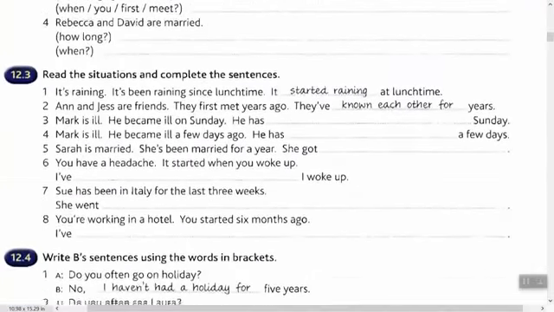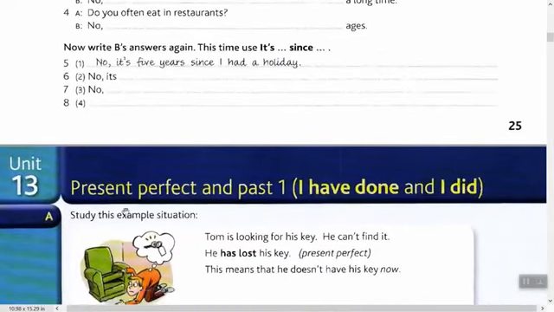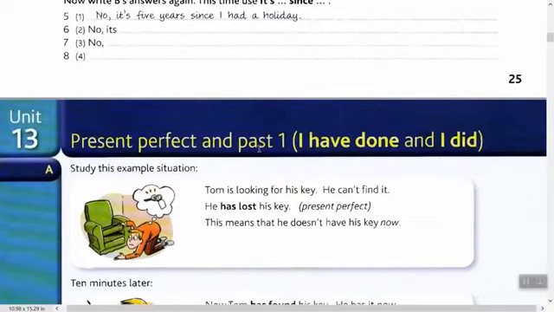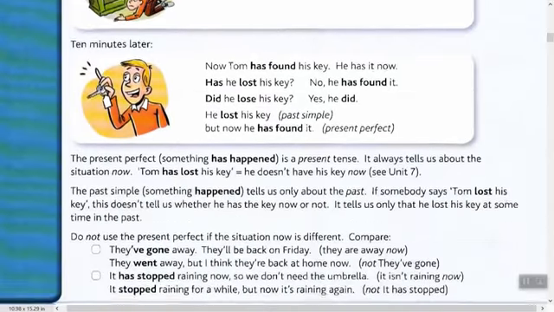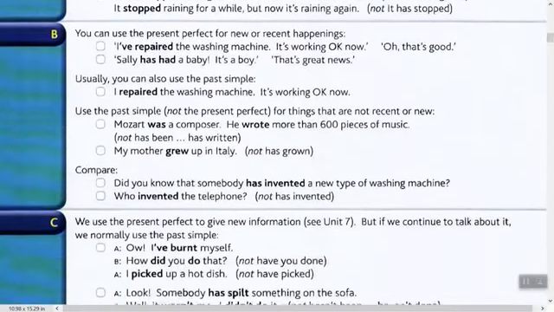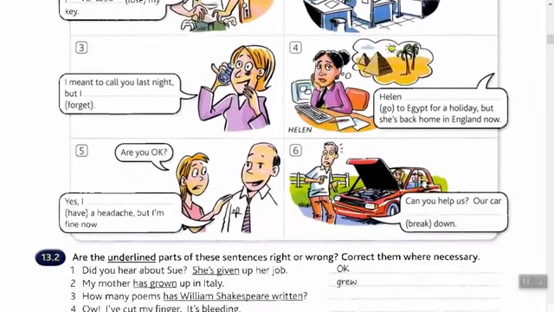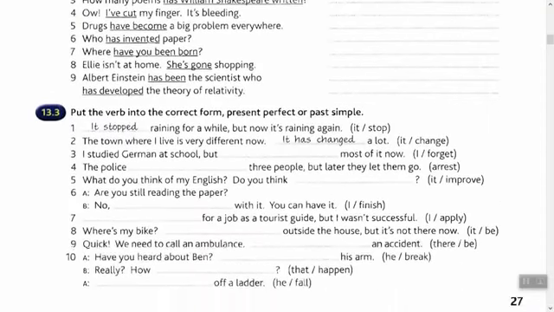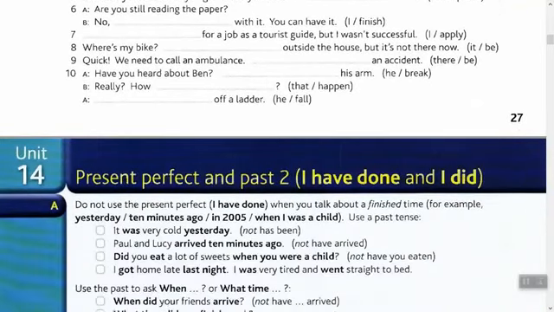How long? This is unit number 13. It is repetition. The difference between present perfect and past. We talked about them. This you can read again to get some benefit. Compare between the present perfect and the simple past. The same thing here with unit number 14. With unit number 14, the same. Present perfect and past. You can read it to get some benefit.